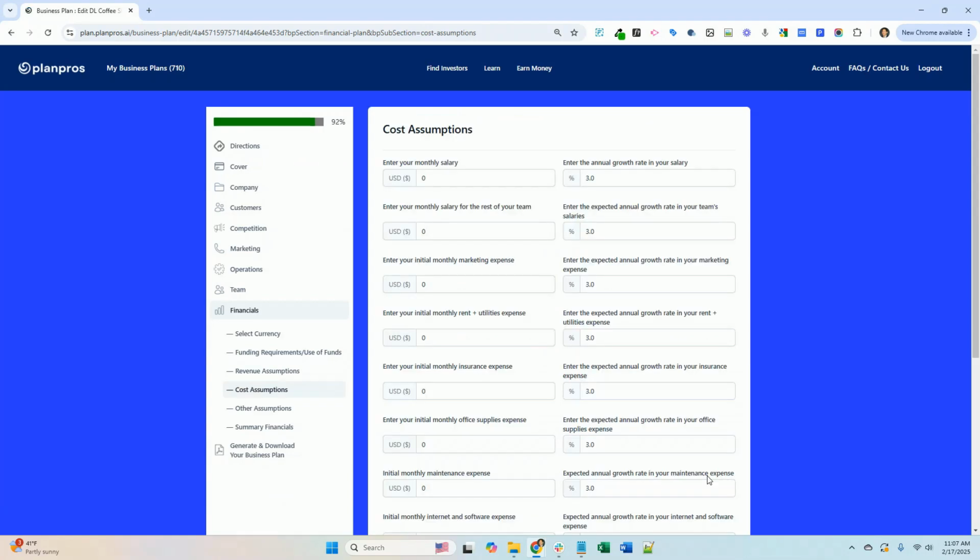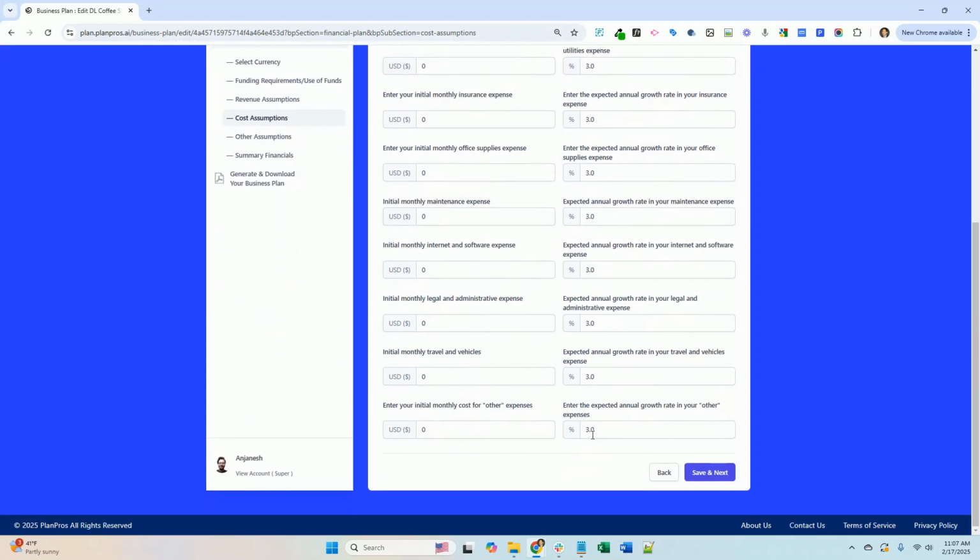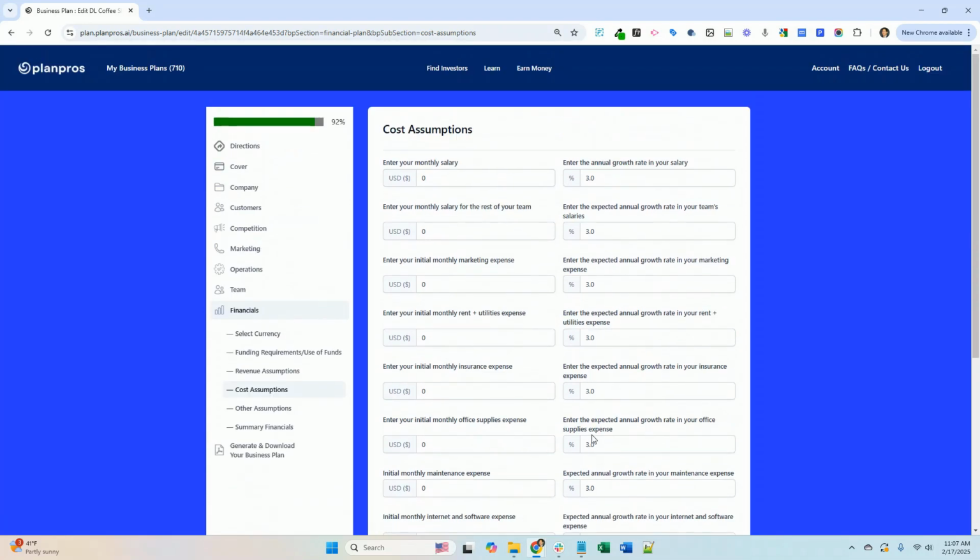Now we're going to go through all of our cost assumptions. On the right side, you can see the expected annual growth rate. It's 3% for everything. That's a pretty typical growth rate for expenses and salaries, except for salaries, you're going to grow a lot. This may be a bigger one, but for a lot of expenses, 3% is a good growth rate. So here, your monthly salary, let's say you're going to earn $3,500 a month. Let's say the rest of your team is $3,000 a month. Let's say your initial marketing expense is $1,000.